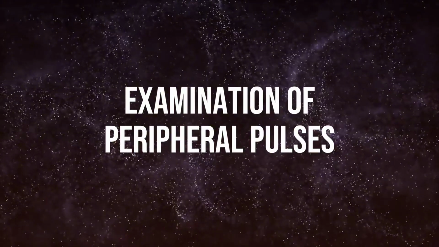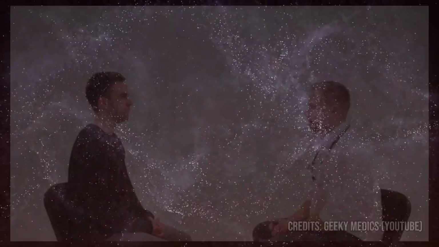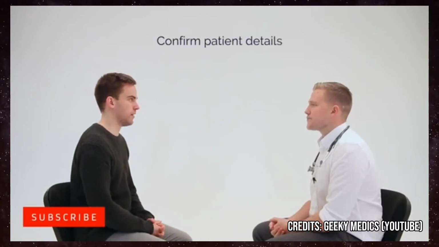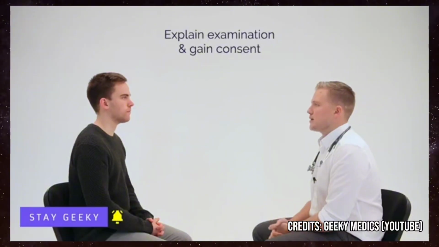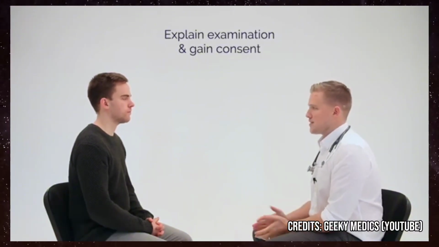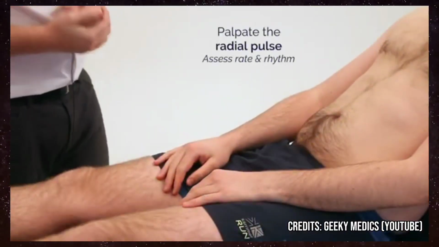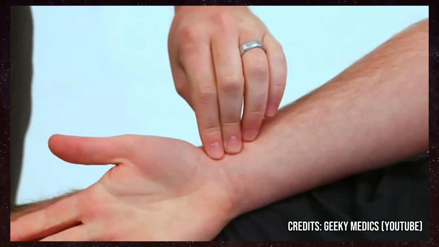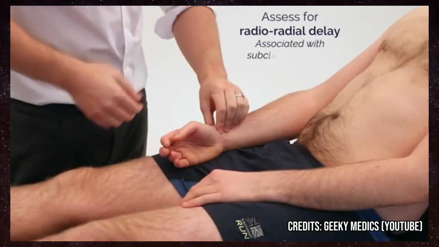Now let's see how we examine the peripheral pulses. Before starting the examination, you must perform proper hand hygiene, introduce yourself, and explain to the patient what you are about to do and gain their consent. You must use both the index as well as the middle finger to palpate each pulse. Assess the rate and rhythm through the radial pulse.